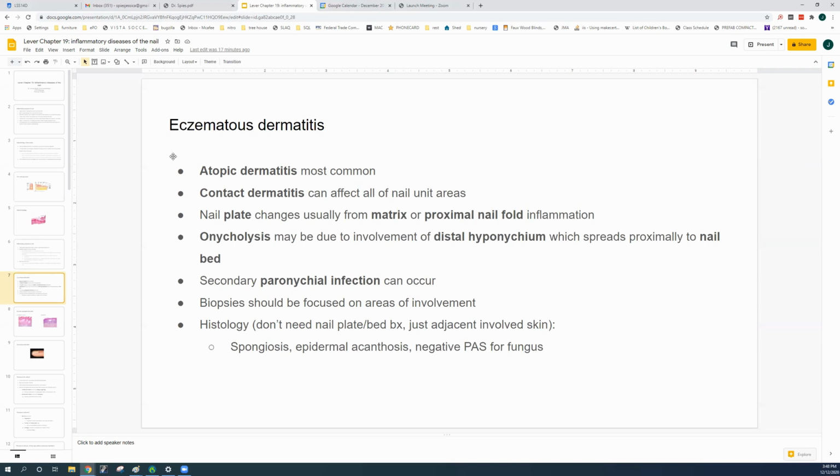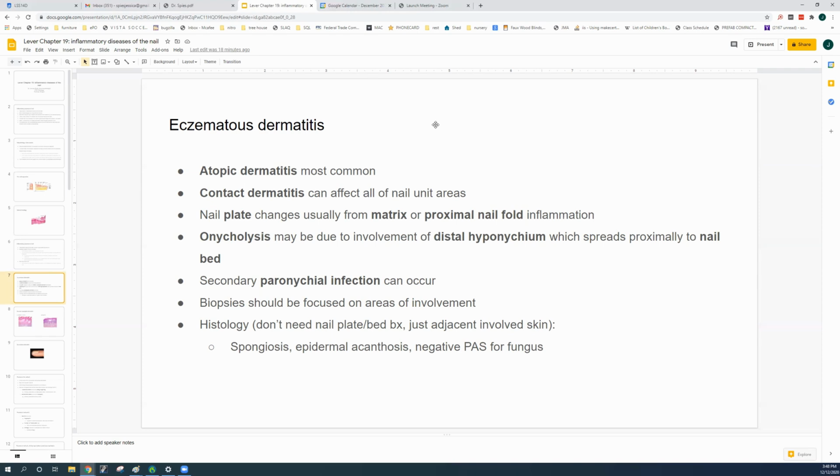So one of the most common inflammatory processes to affect the nail is nail unit eczematous dermatitis. Atopic dermatitis is the most common. You need to know that contact dermatitis can affect all of the nail unit areas. Nail plate changes usually result from matrix or proximal nail fold inflammation.